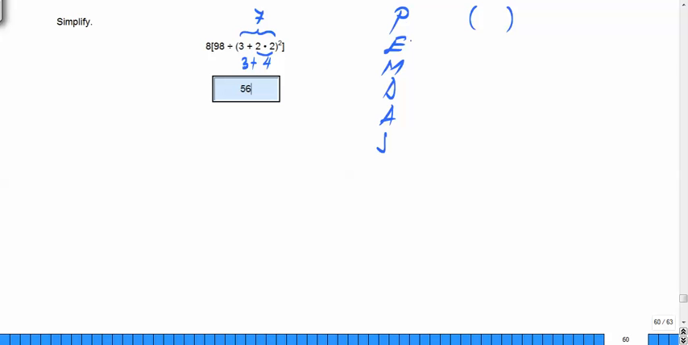What is next? Exponents, right? Because inside the brackets, you still have exponents. And you have 7 squared. Well, 7 squared is what? 49. Okay? And now your expression looks like 8 times. Now, I don't have any more brackets.